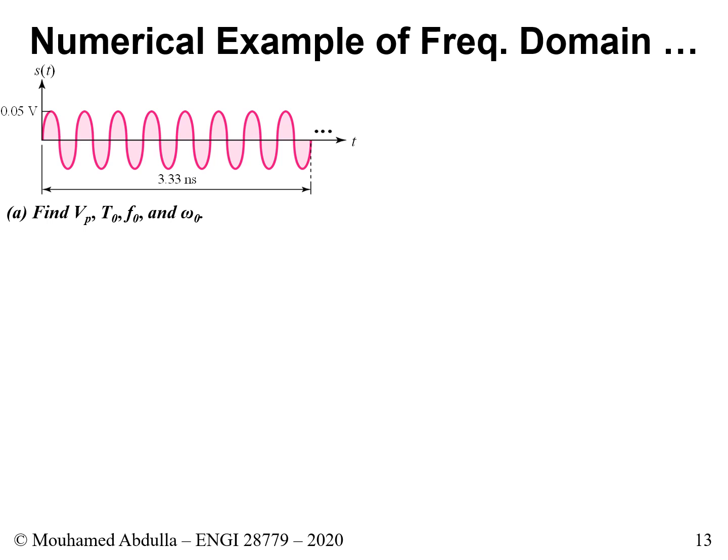So question A, find the following metrics. If we look at this signal, for some reason, you're given this, and you're told that this entire duration is 3.33 nanoseconds.